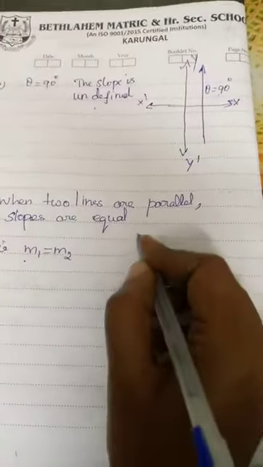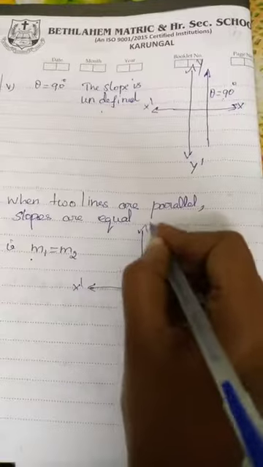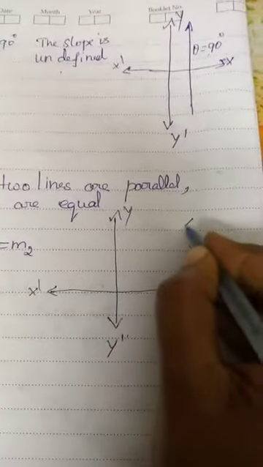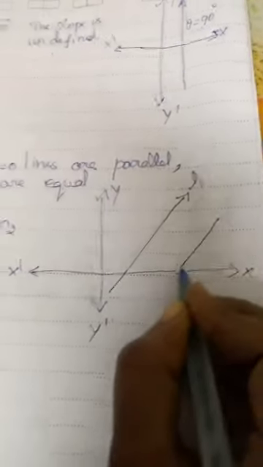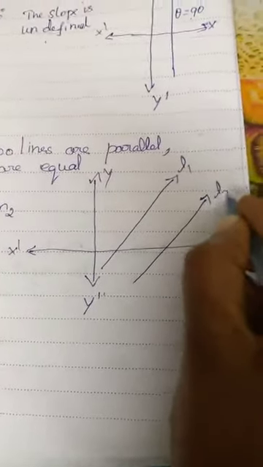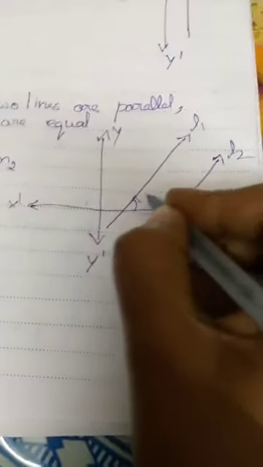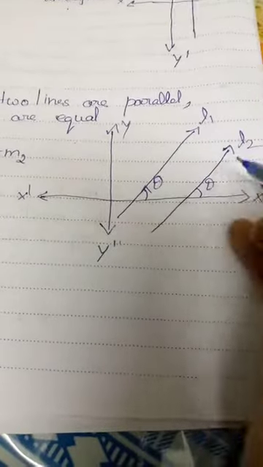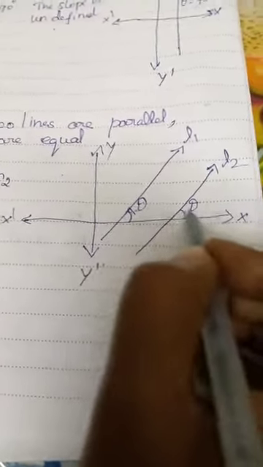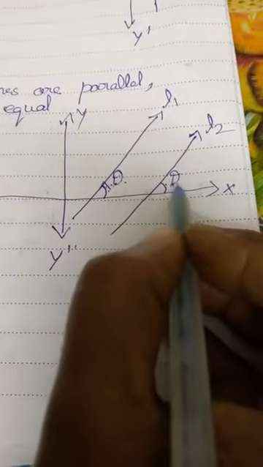Okay, consider the example. It is x, x dash, y, y dash. Consider two non-vertical lines. Let us name it L1 and take one more line parallel to L1, that is L2. Angle of inclination of L1 is theta, and L2 also will be theta. Both lines have angle of inclination theta. So slope also will be same.